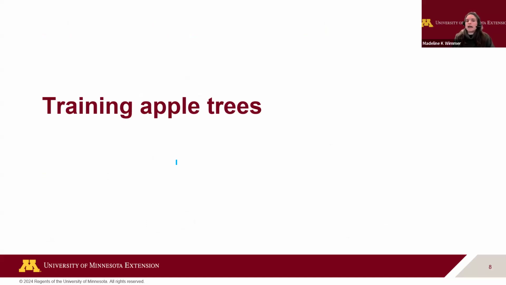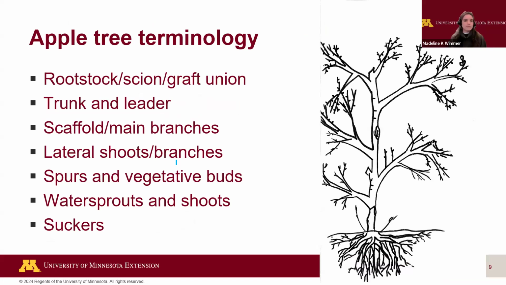But first, for those who are a little less familiar with apple tree anatomy or terminology, I'm going to run through this really quick. Most modern apple trees that we work with today are grafted. This means that we have a top portion of the tree known as the scion that produces the fruit, and that scion is grafted, or secured, onto a rootstock. And that rootstock is going to contribute properties to the upper tree.